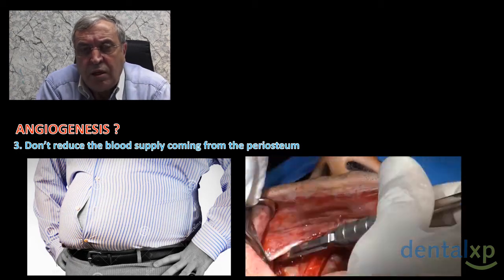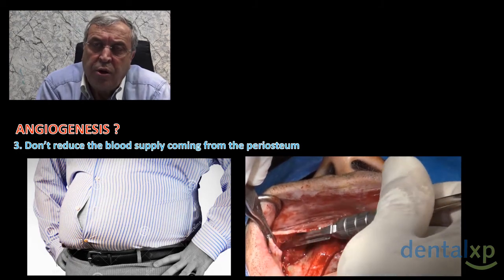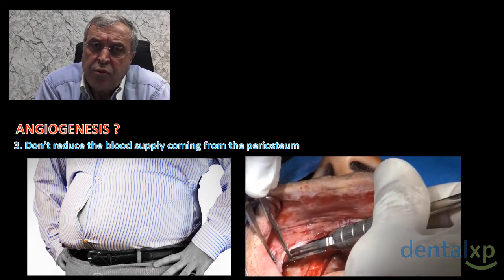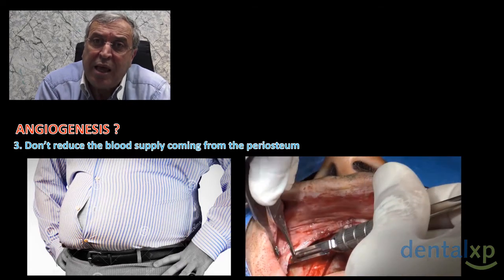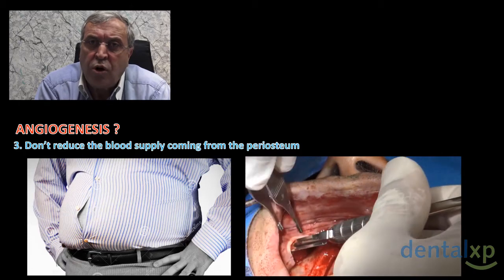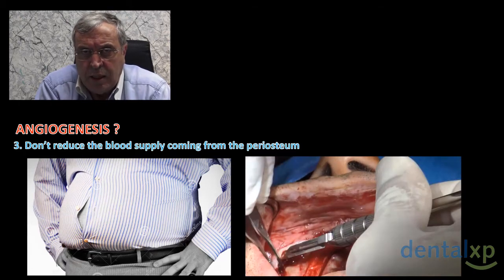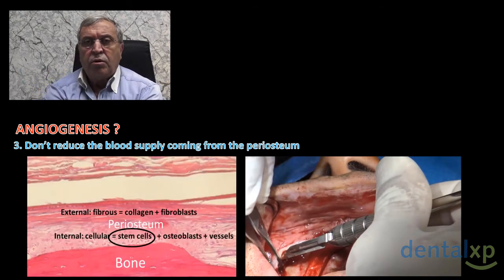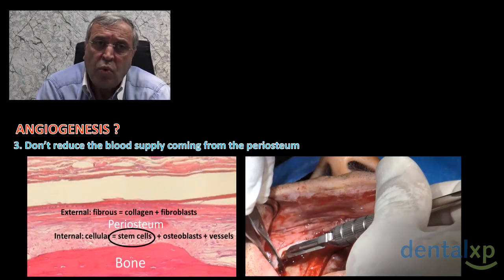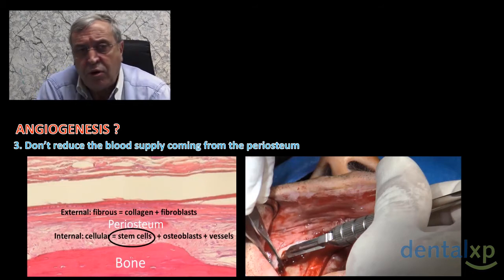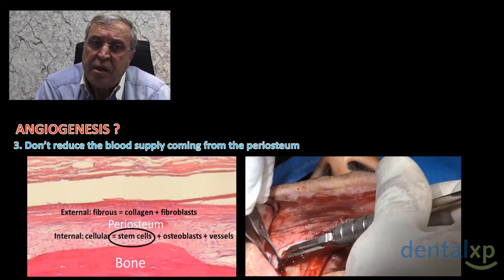And this is why I started to work on the concept to try to avoid the incision and to try to get the stem cells, because I want to work only on stem cells today. And this is how we can see the periosteum. Periosteum is a double layer membrane. One is external fibrous with collagen and fibroblasts, and internal is with stem cells, osteoblasts and vessels.